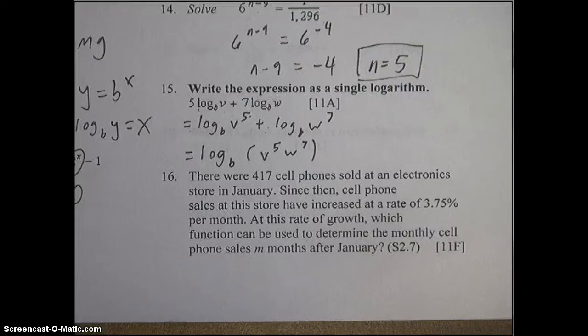Number 16. There were 417 cell phones sold at an electronics store in January. Since then, cell phone sales at the store have increased at a rate of 3.75% per month. At this rate of growth, which function can be used to determine the monthly cell phone sales m months after January?